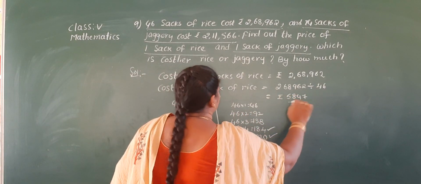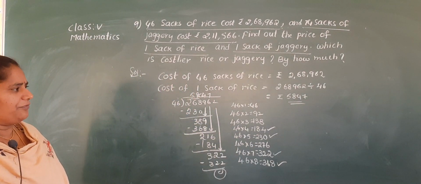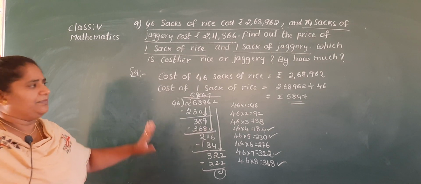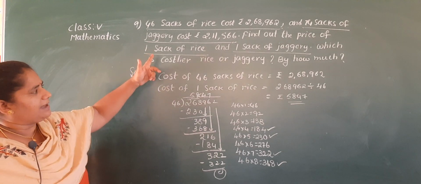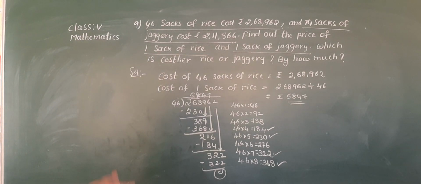So answer is 5,847 rupees. So the cost of one sack of rice is 5,847. Note down up to here. Later I will erase it and find the jaggery's cost. Come on. So we have to solve this problem step by step, children.